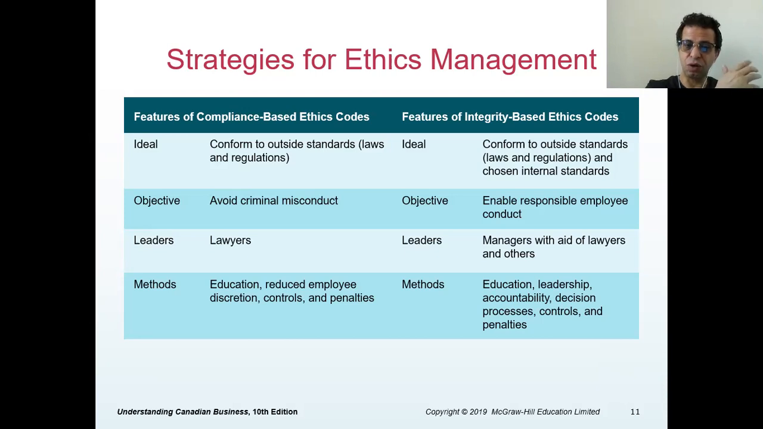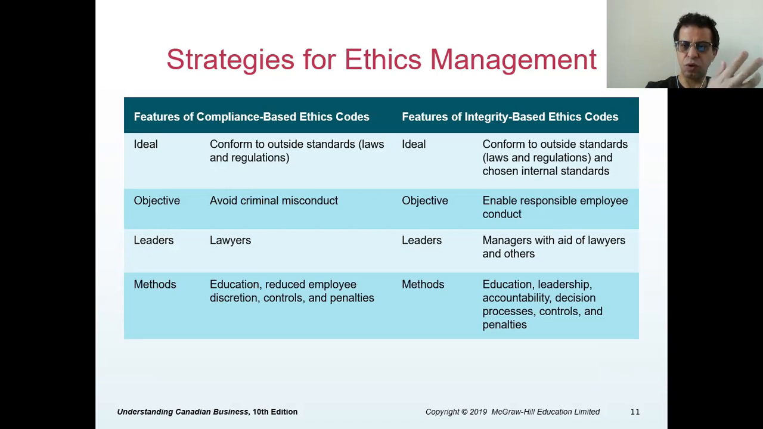Like in the first one, for example, the objective is to avoid criminal misconduct. Here, it is to enable responsible employee conduct. For the leader, you probably need lawyers, managing with the aid of lawyers and others. In the education methods, the first reduces employee discretion, with control and penalties, while the second involves education, leadership, accountability, decision process, and control. These are two different ways of looking at it.